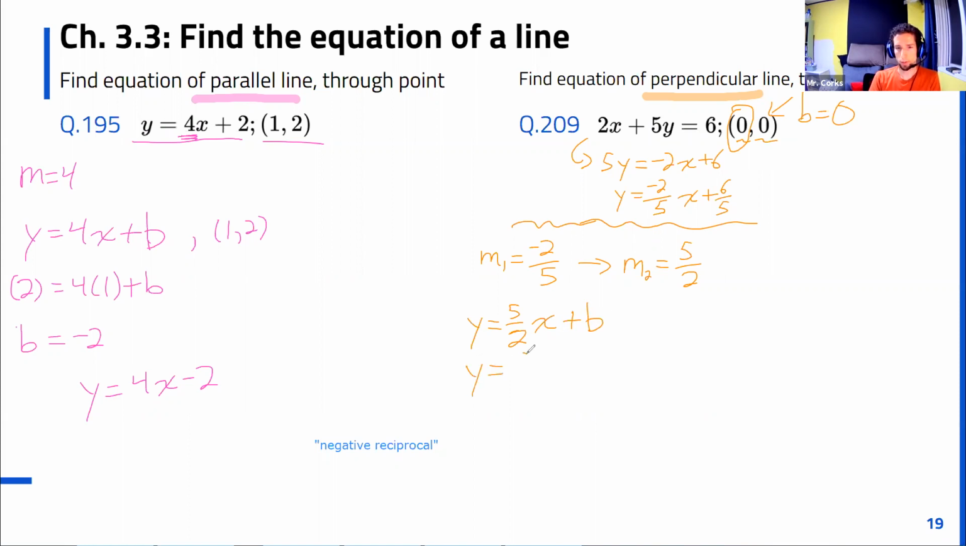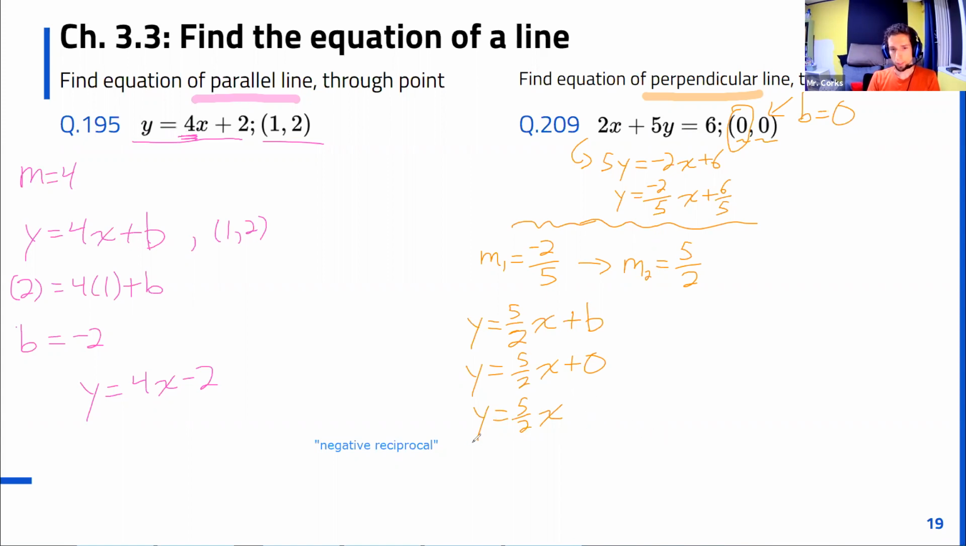So y equals 5/2 x. I'll just write this very thoroughly, plus 0. So just y equals 5/2x. Anytime you have an equation of a line that has no constant, so it can have coefficients on the x and/or the y, but no constant, that means it goes through the origin.